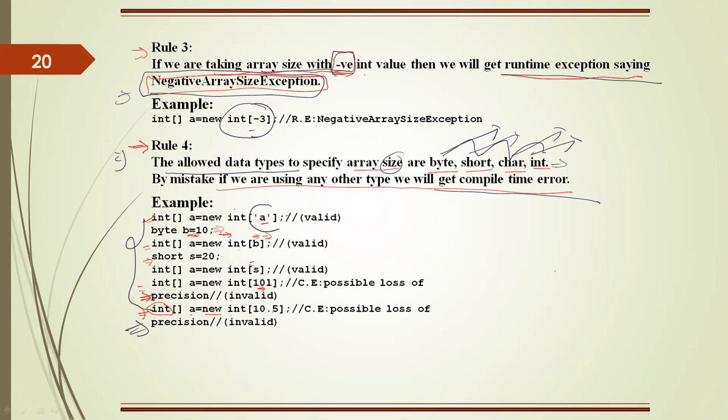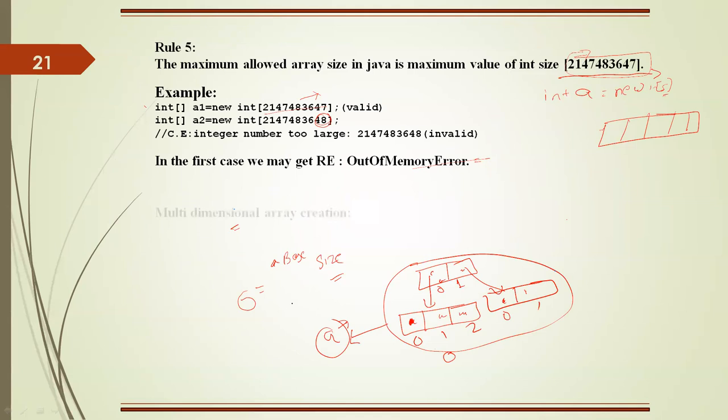Okay, like that. Here it's valid. Why? Because it's a character. Char is allowed. And if you're passing char, it takes 97, right? That's why it's good. Byte is also an integer, you can pass that perfectly. Short you can also pass, like 20. And here if you're passing 101, it is taking it as a binary number, that's why it's getting an error. If you're taking int a equals new int 10.10, this is also not valid.